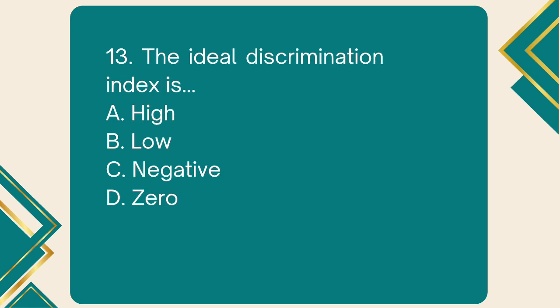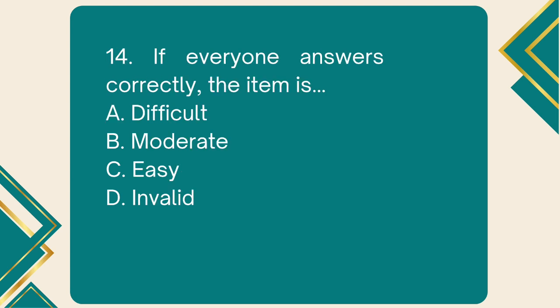Number 13, the ideal discrimination index is A, high; B, low; C, negative; D, 0. And the correct answer is letter A, high. A higher discrimination is better. Number 14, if everyone answers correctly, the item is A, difficult; B, moderate; C, easy; D, invalid. And the correct answer is letter C, easy. Everyone got correct equals easy item.